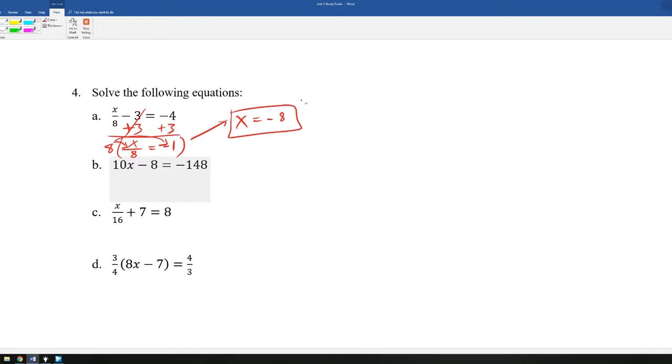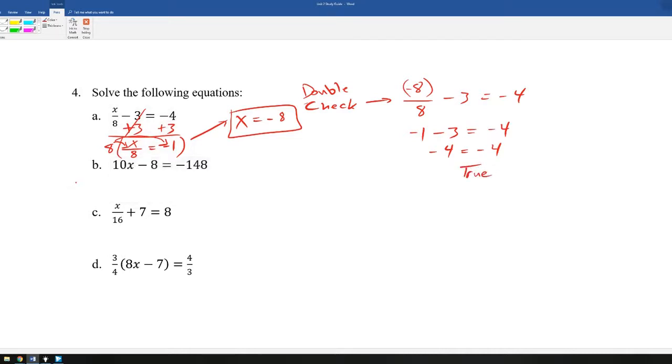You could always double check. Make sure you got it right. You plug in negative 8, right, for x. Negative 8 divided by 8, negative 1. Negative 1 minus 3, negative 4. And negative 4 equals negative 4. So that means you did it right. Okay, it's a great way to double check and make sure you got your answer.